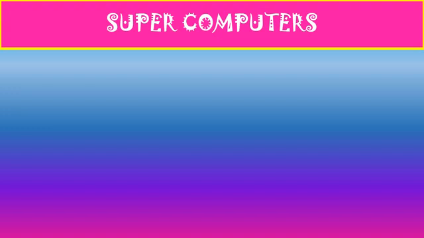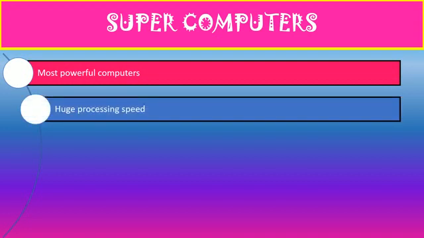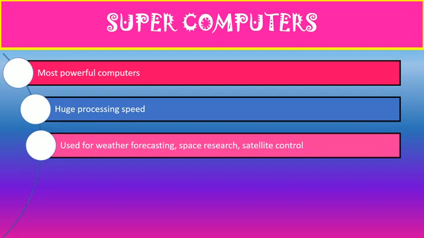Last but not the least is the supercomputers. They are the most powerful computers. They have a huge processing speed. They are used for weather forecasting, space research, satellite control, where more powerful computers are needed.